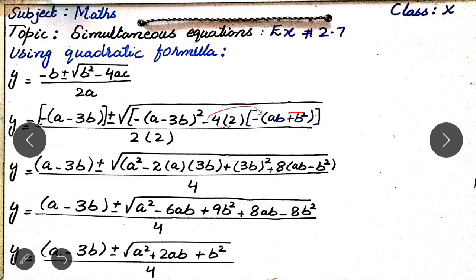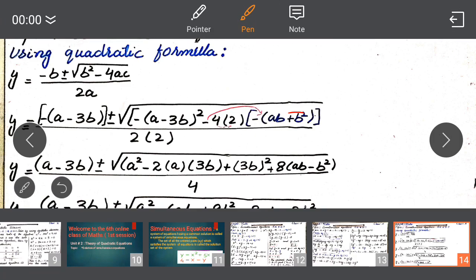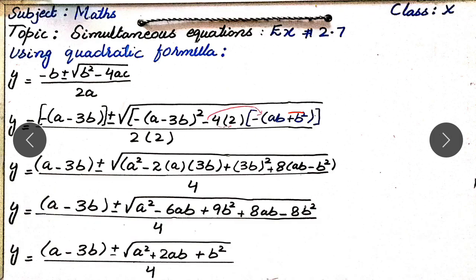This is minus sign, fine. Okay, let's continue now. 4 2s are 8, then ab minus b square. Then a square, minus 3 2s are 6, then 3 3s are 9 b square, 8ab and minus 8b square here. Now you can see here that a square is written as it is, and minus 6ab plus 8ab will be 2ab, and 9b square minus 8b square will result in b square.